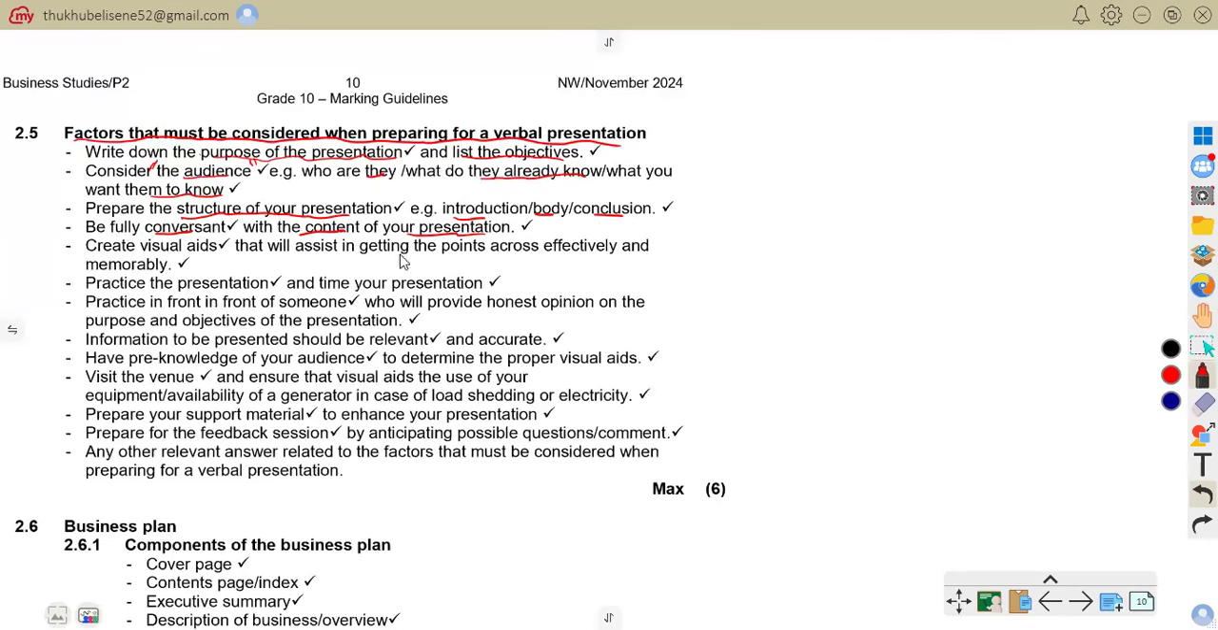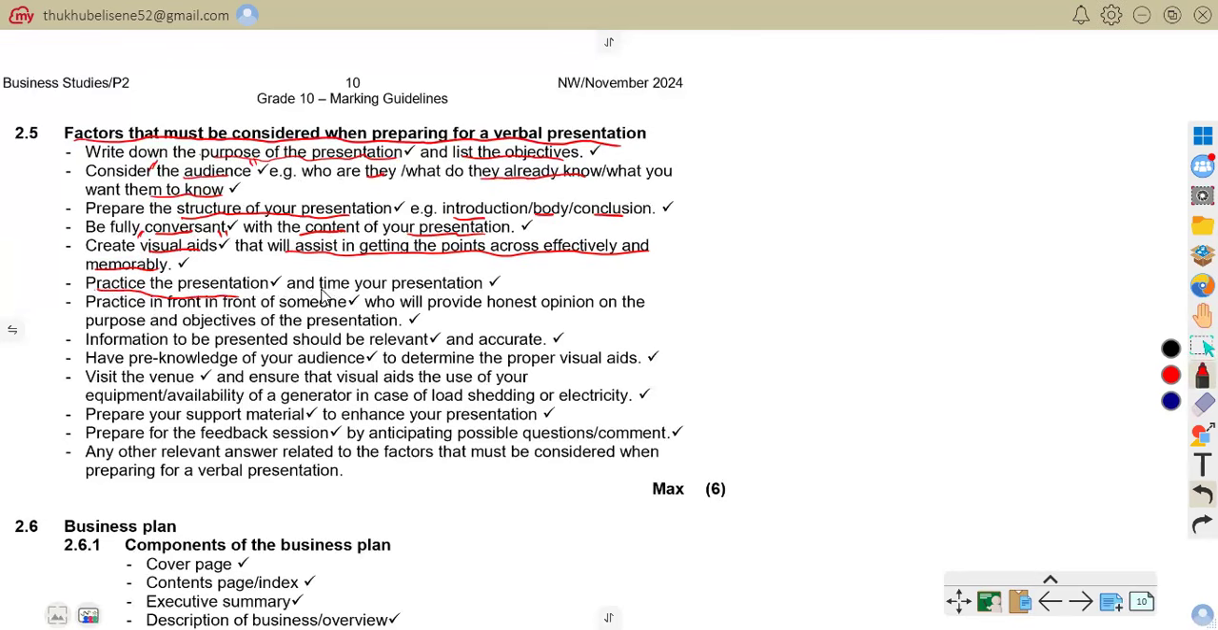Know your topics. Do thorough research, so that you have content for your presentation. That is very important. Create visual aids that will assist in getting points across effectively and memorably. So make use of visual aids so that they can support your presentation and make sure that your audience is going to understand your presentation.